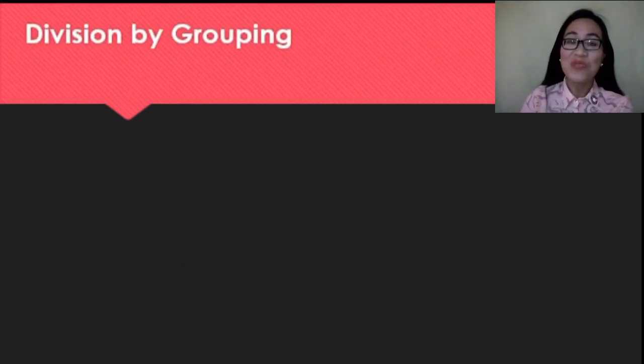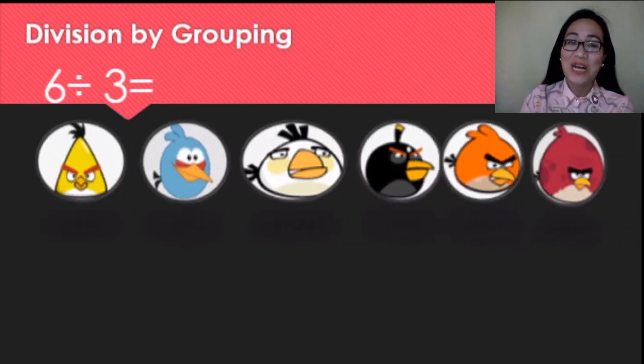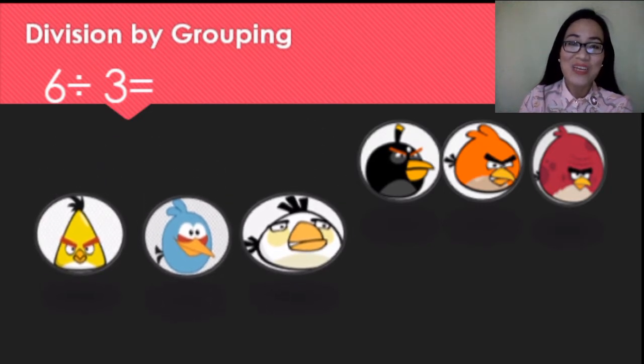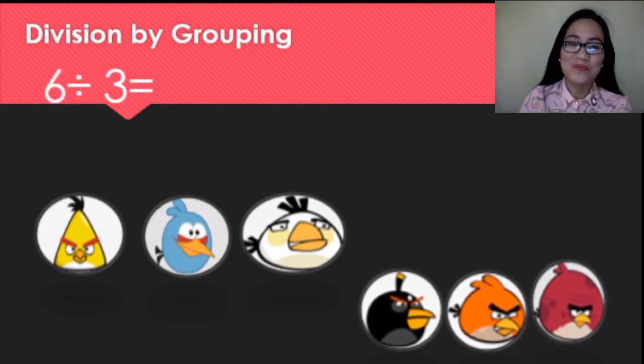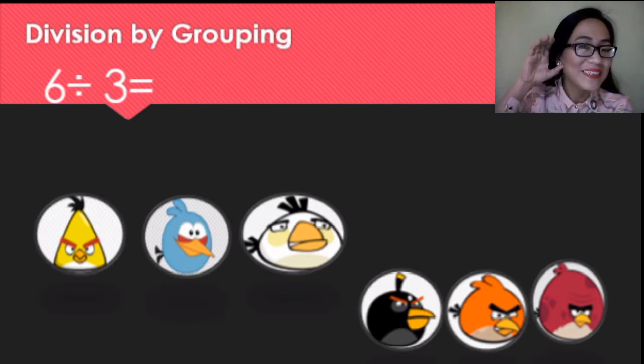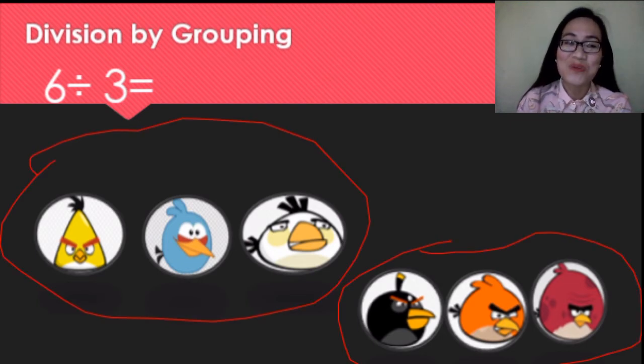Another way of dividing that we discussed is by grouping. Let's use the same example. 6 divided by 3. If there are 6 Angry Birds, how many groups of 3 can we get? Let's start to group them. 3 Angry Birds in one group, another 3 Angry Birds in one group. Now, how many groups of Angry Birds can you see? You're right. There are 2 groups. So therefore, 6 divided by 3 is equal to 2.